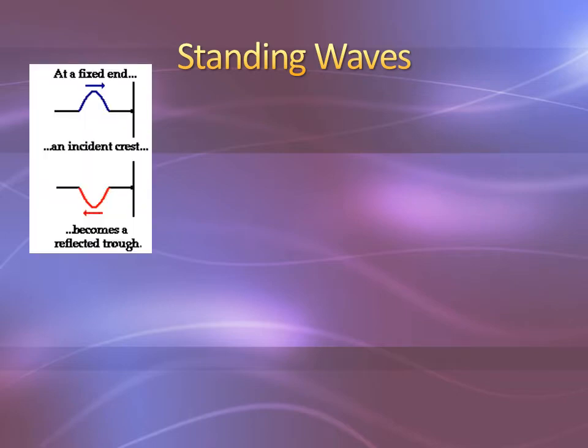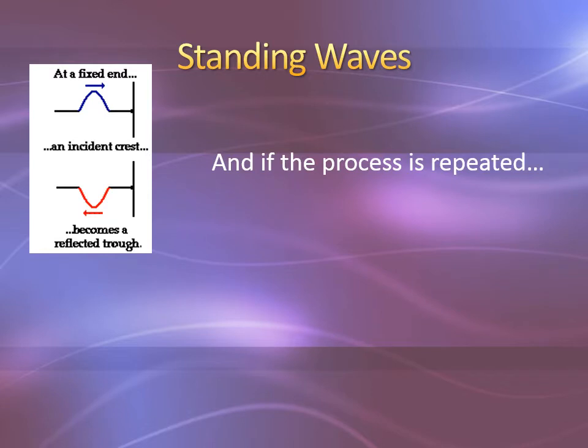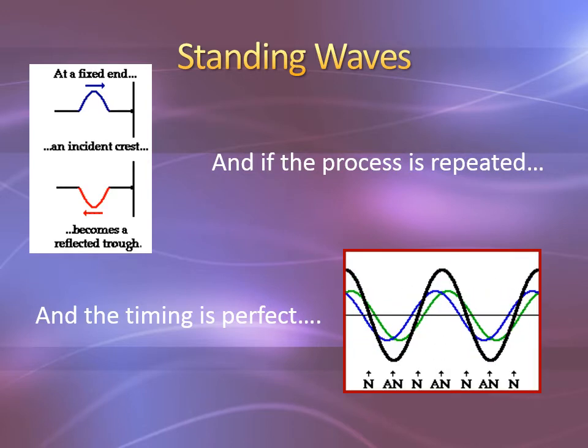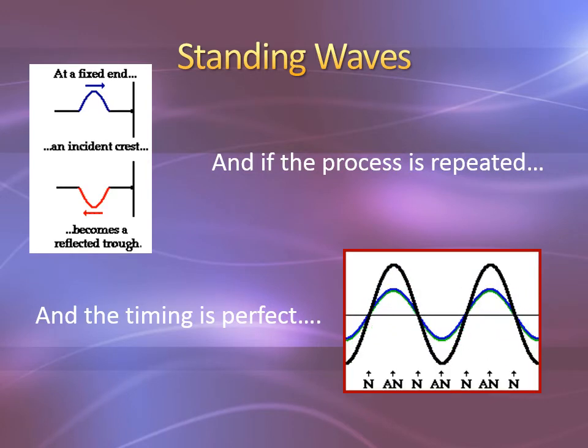At a fixed end, just like we learned before, an incident crest becomes a reflected trough. So if I repeat the process periodically, and I get my timing just right, so every time I'm going to get constructive interference, then I end up with this really pretty standing wave.